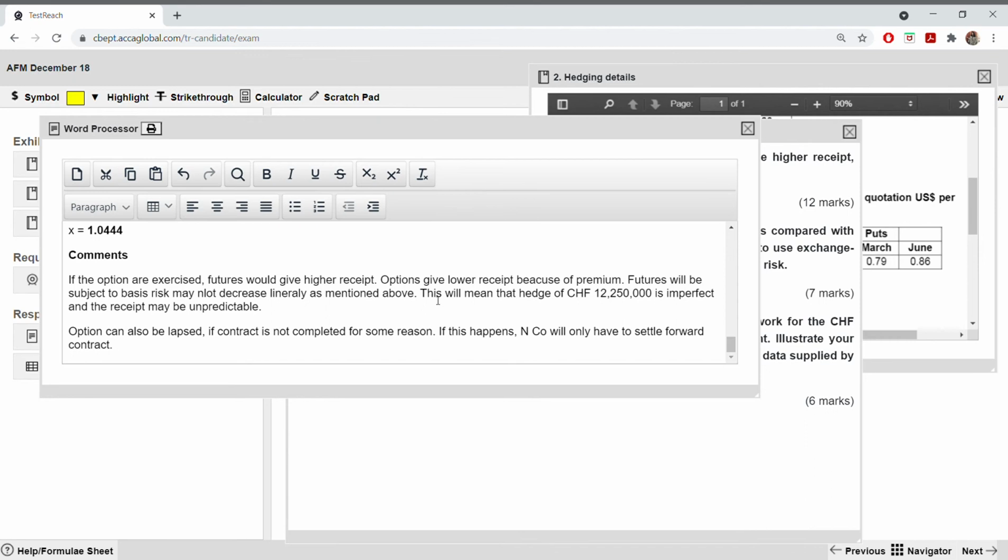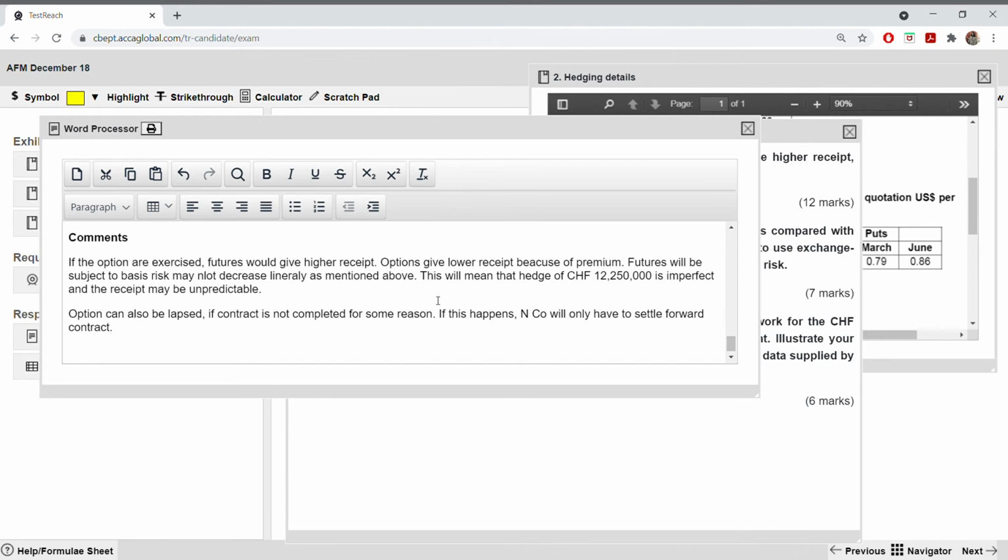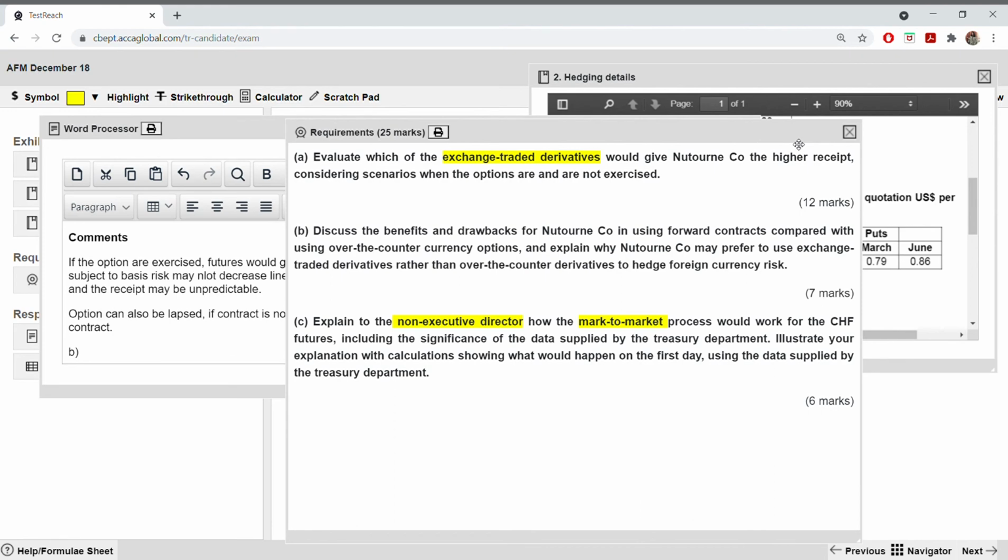Next, coming to part B. Now part B, I'm not writing the answer, you can do that for yourself. I'm just telling you how to start and write. Benefits and drawbacks of using forward, compared with over the counter currency options. First, discuss the benefits and drawbacks of forward compared to over the counter currency options. And second, why the company may prefer exchange traded rather than over the counter derivatives. So two things you have to answer.